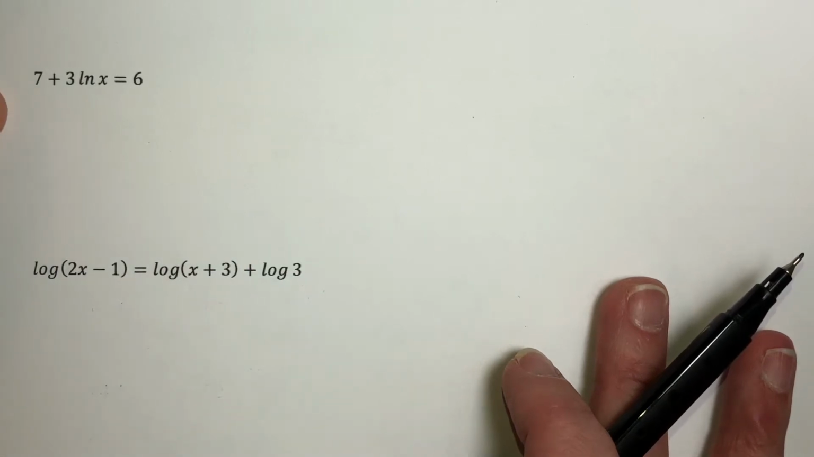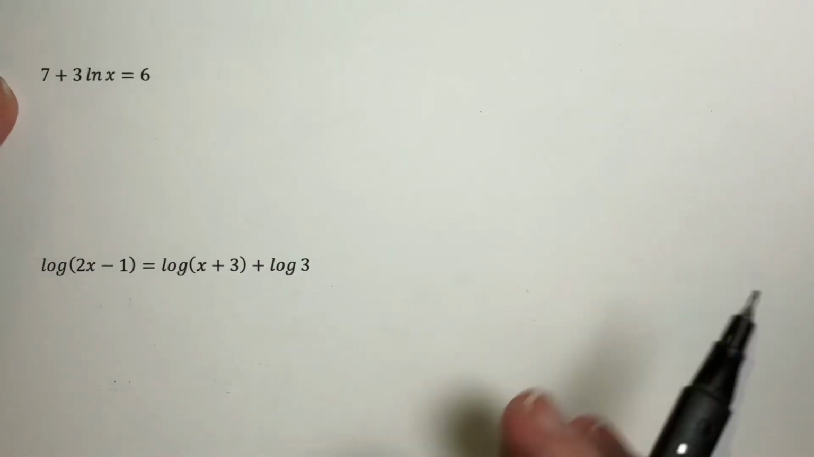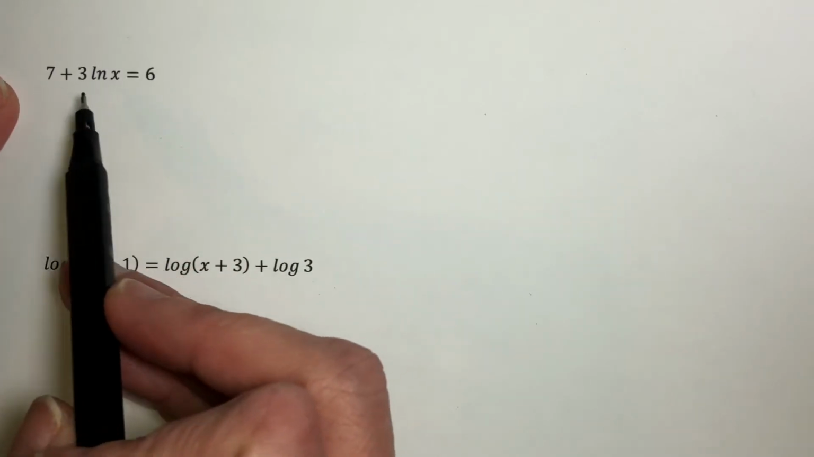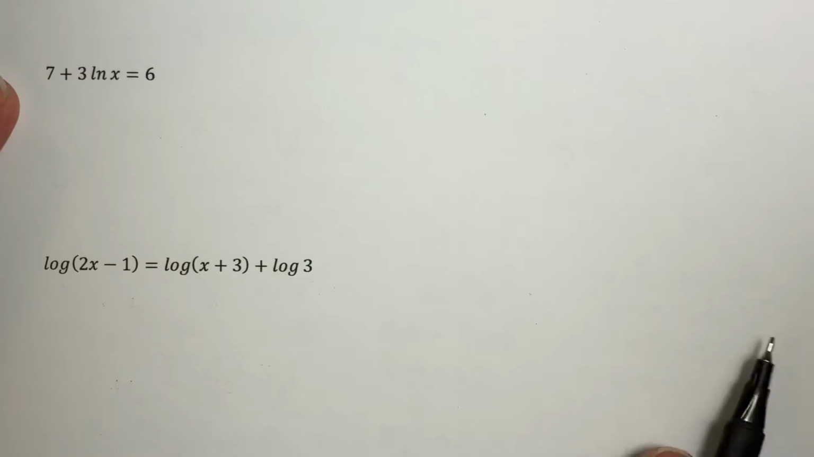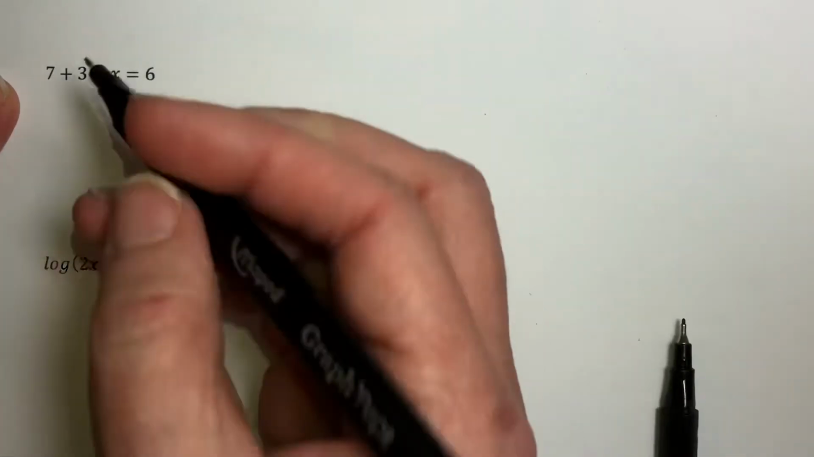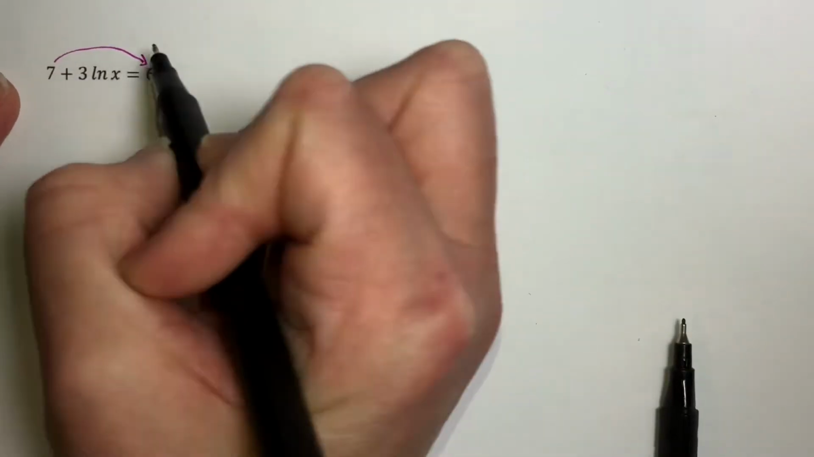This is part 3 of section 4.4. I want to solve this equation. The first thing I want to do is try to get this natural log by itself, so I'm going to subtract 7 from both sides.